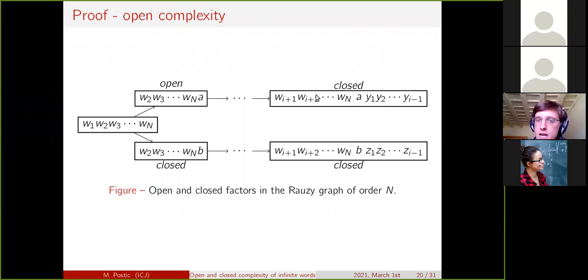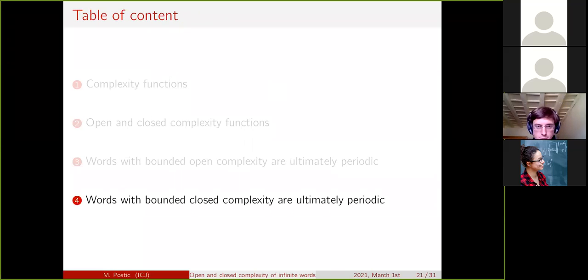So finally, what you get is a border which is overlapping itself a lot. So this allows you to construct, again, a long power with short roots, and you don't want that. So this proves the first theorem we had. Now we can move to the case of the closed complexity function. So what we want to prove is that words with bounded closed complexity are ultimately periodic.